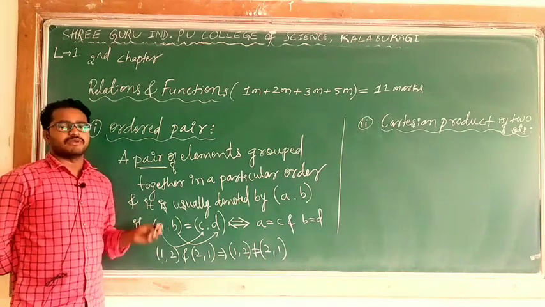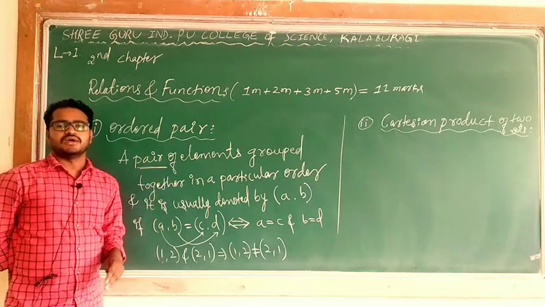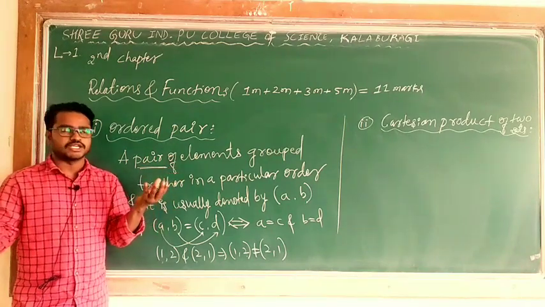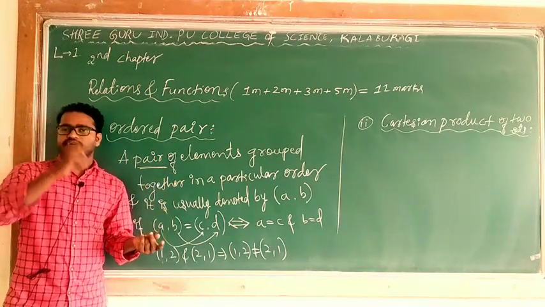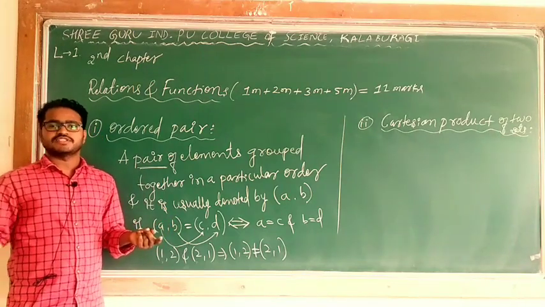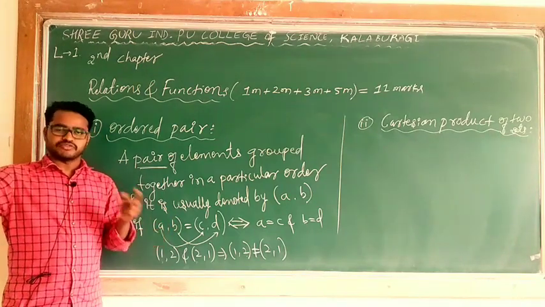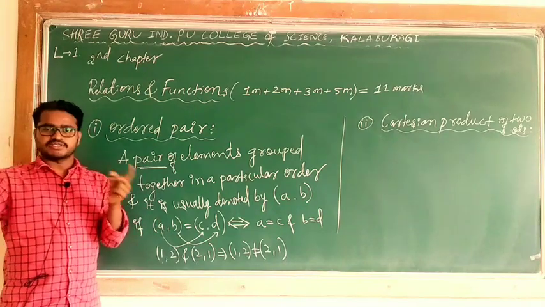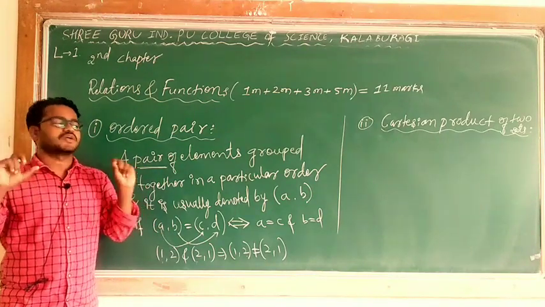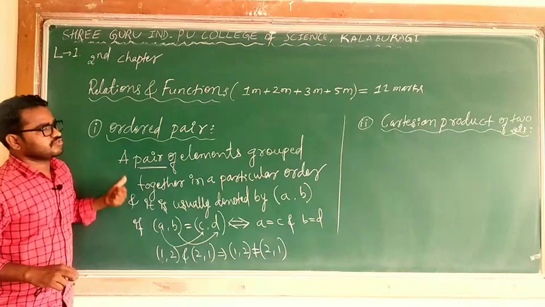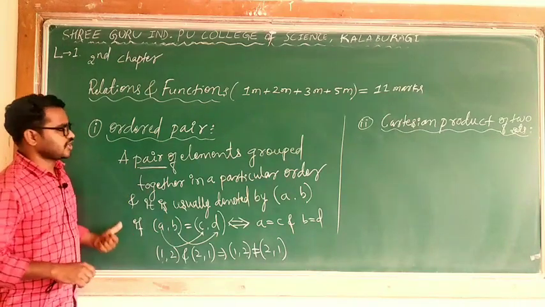While solving problems, when they give you that two ordered pairs are equal, you consider the first element equal to the first element and the second element equal to the second element. When you consider two ordered pairs equal, you consider corresponding elements equal. While solving problems, we will take some related ordered pair cases.